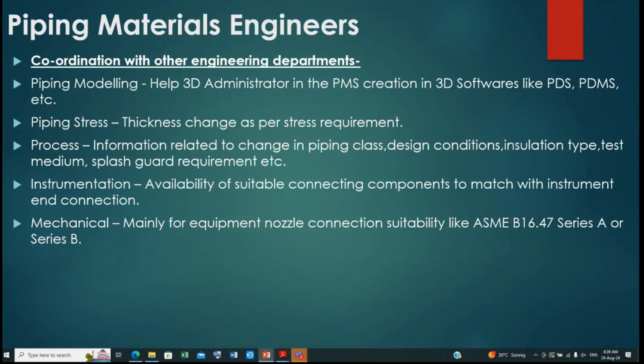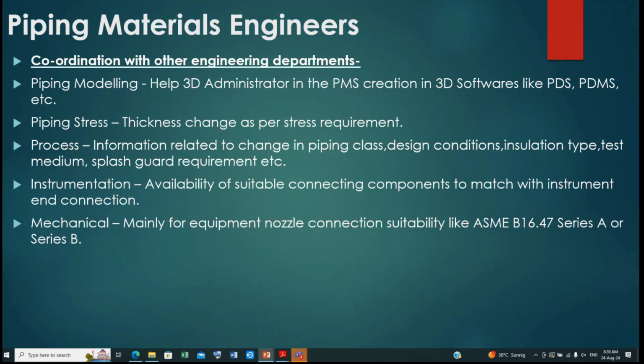Then piping stress, thickness change as per the stress requirement. As I told you, the role of the piping stress engineer is to check the stresses developed in a pipe. Sometimes it is required to change the layout of the pipe to reduce the stresses, and sometimes we have to increase the thickness of the pipe. Then the stress engineer will say, increase the thickness of this pipe or this component. Then we will increase the thickness of that component.